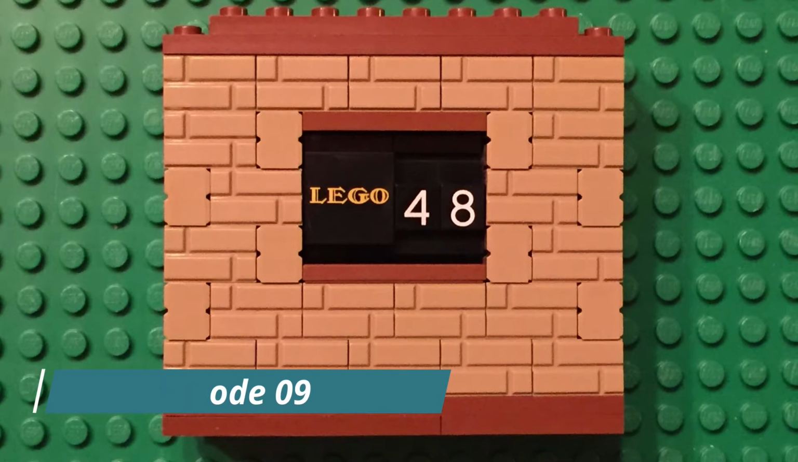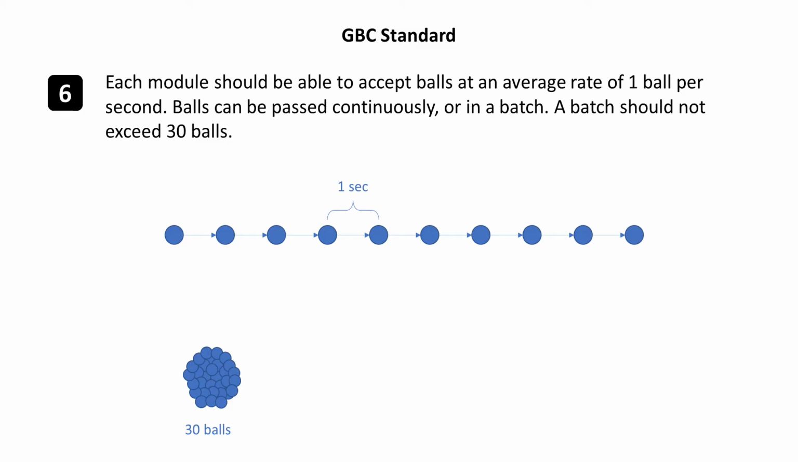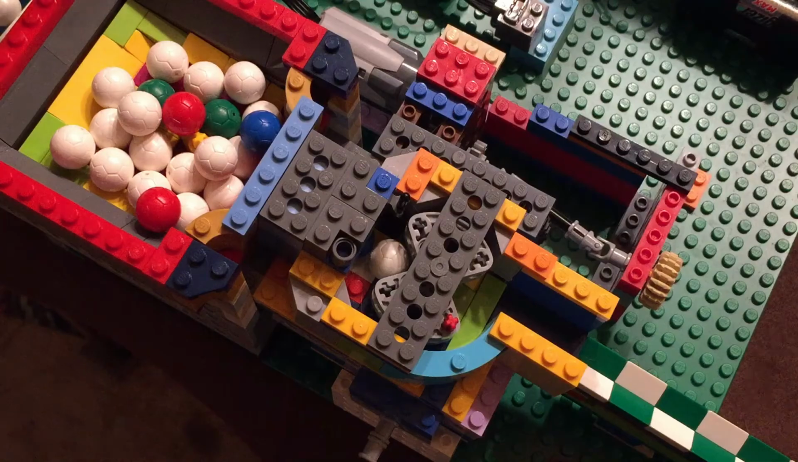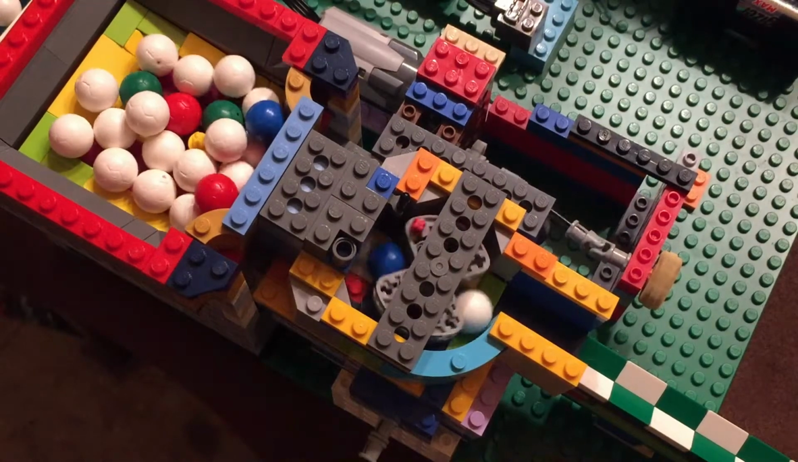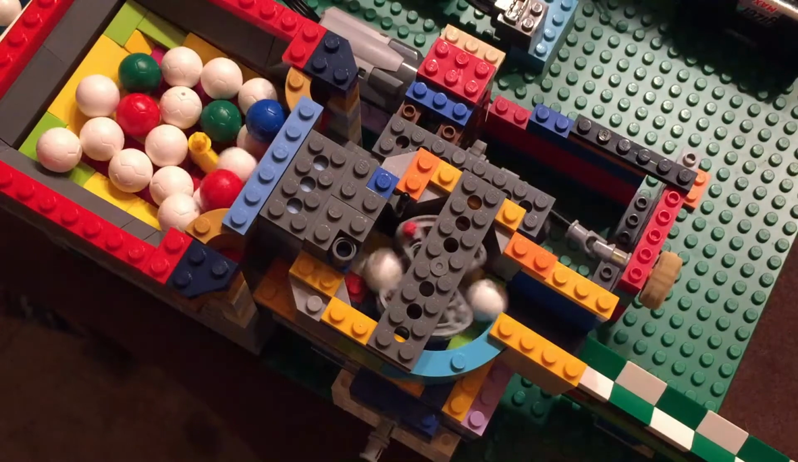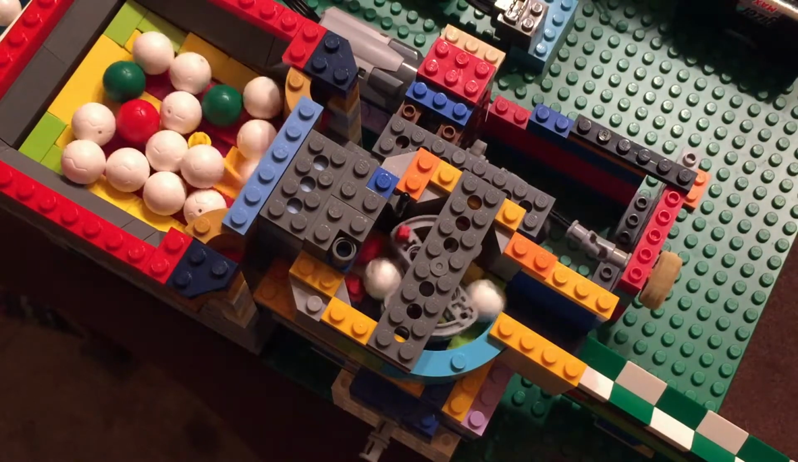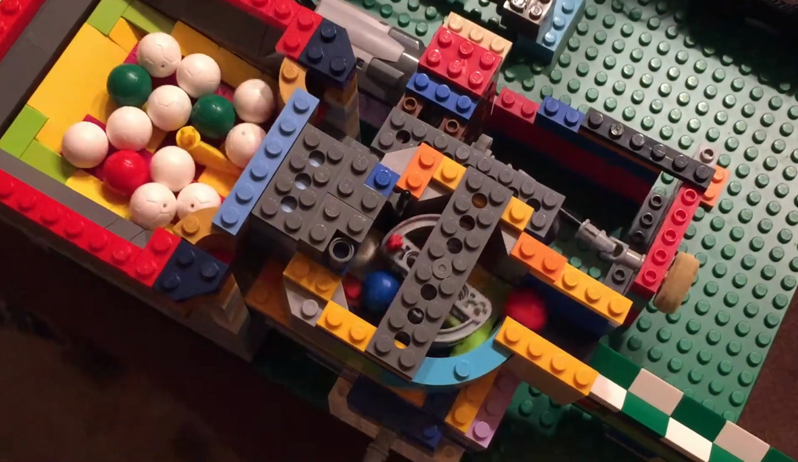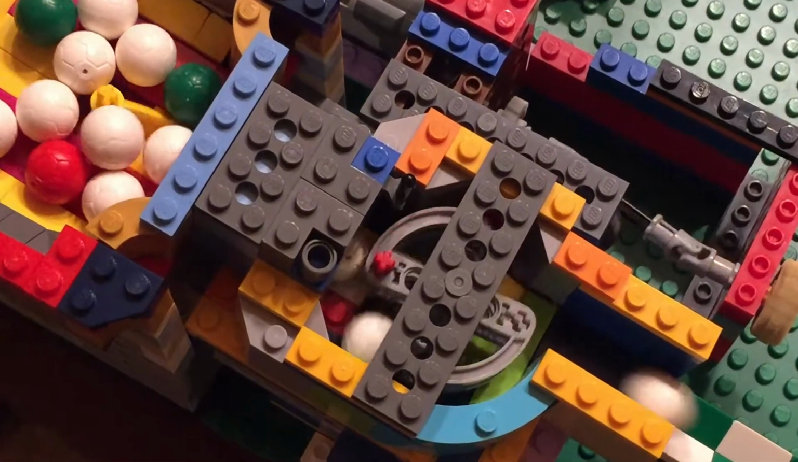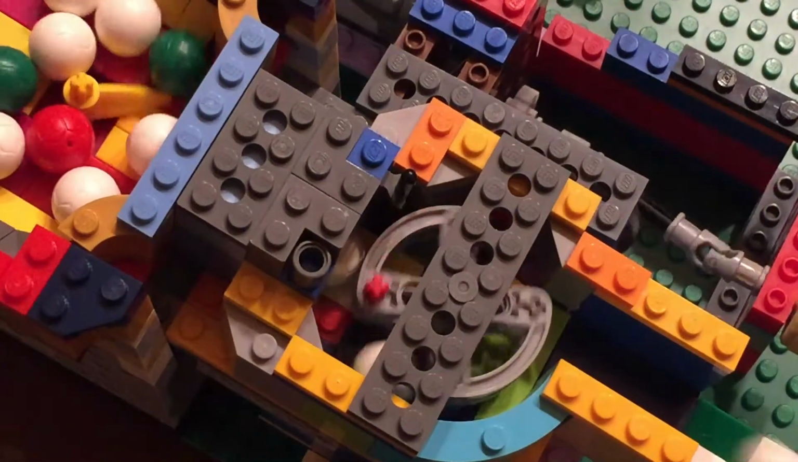Today I want to talk about spacers. As I mentioned in my video on the GBC standard, balls can arrive in batches of up to 30 at a time. Depending on the design of your GBC module, you may need the balls to be separated so they move through your module at 1-second intervals. And that's what a spacer does for you.